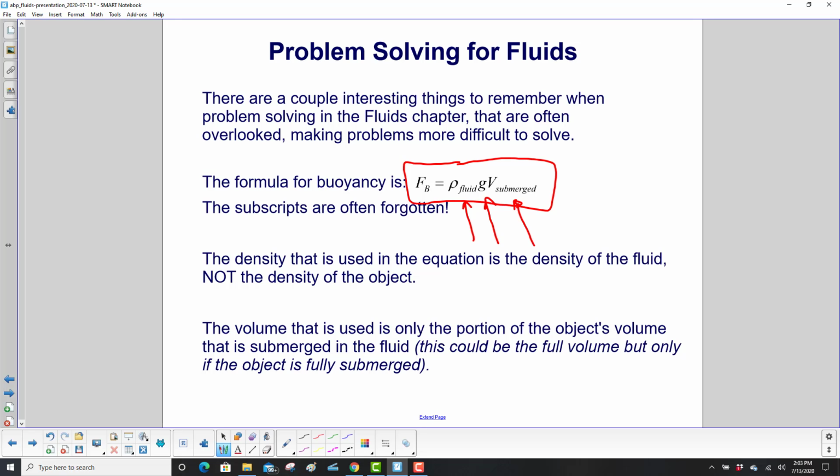You cannot do that in this chapter. The density that is used in the equation is the density of the fluid. It even says that. That's why, again, it's important to remember the subscript, not the density of the object. The volume that is used is only the portion of the object's volume that is submerged in the fluid. It could be the full volume, but only if the object is fully submerged or under the fluid.